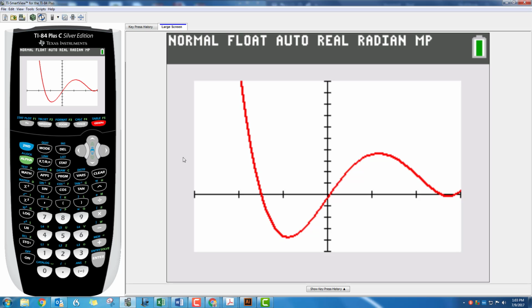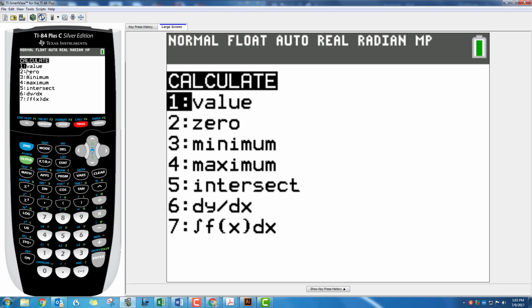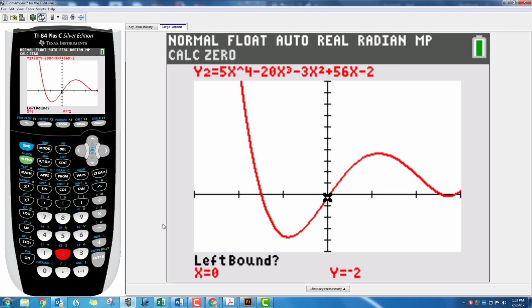So you can see we have 4 zeros: 1, 2, 3, and 4. To find the zeros using this graphing utility, we just press second and calc. It's the second function of trace. Then second option 2 will help you find a zero. I like to start with the leftmost zero here, so I go here, and it's asking us a question.